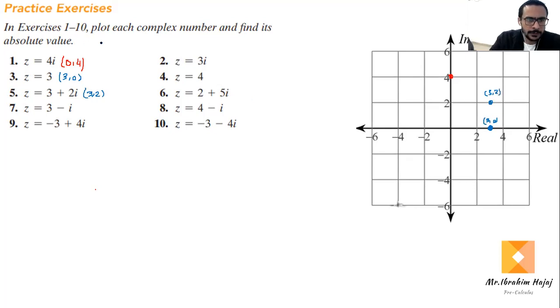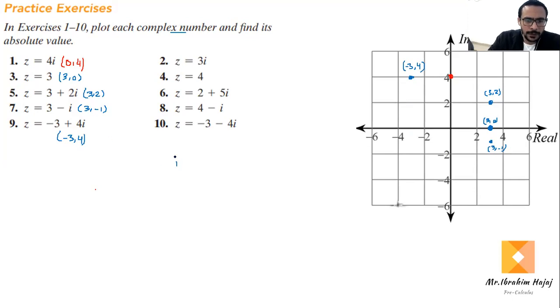So this is simple: plot each complex number. Number 7, z is 3 and negative 1, so 3 and negative 1 here. Number 9 is negative 3 comma 4. Negative 3 comma 4, meaning we go up 4 units, so the point is here.